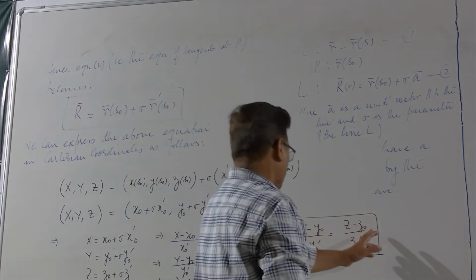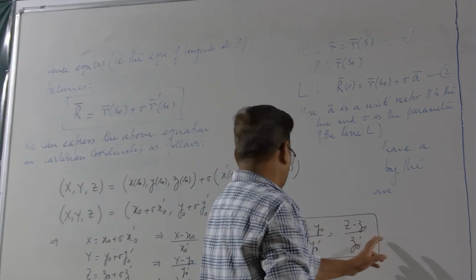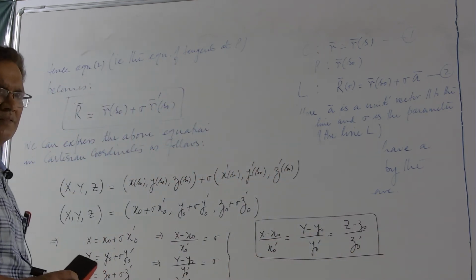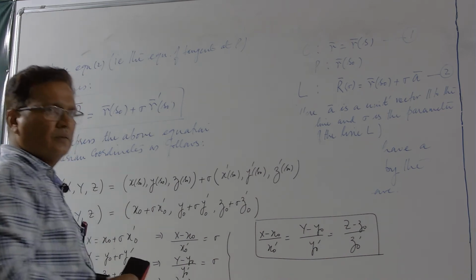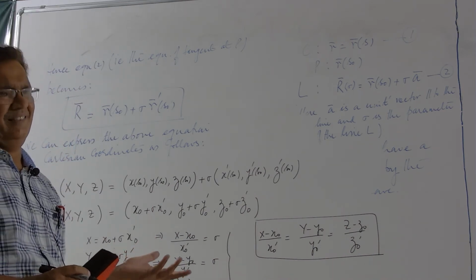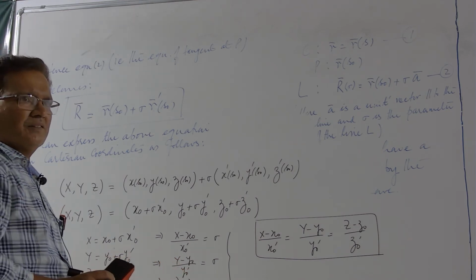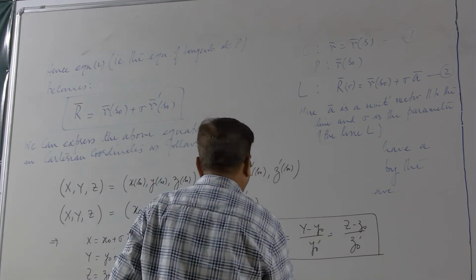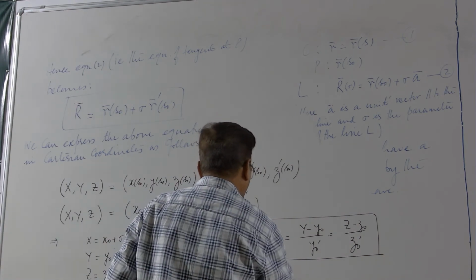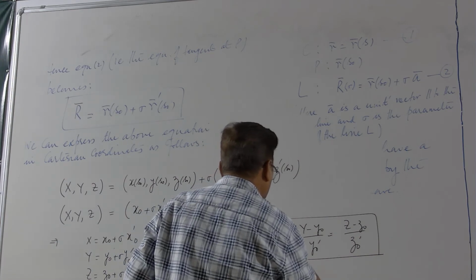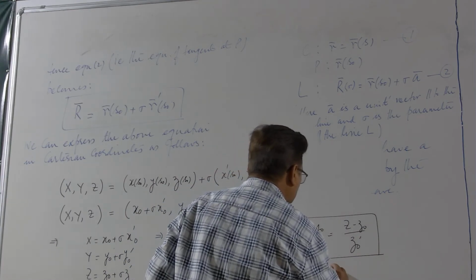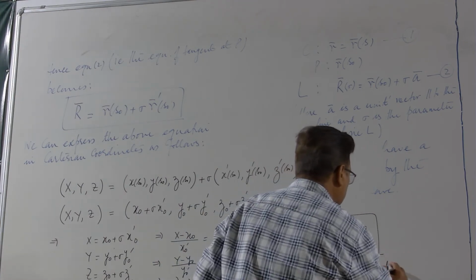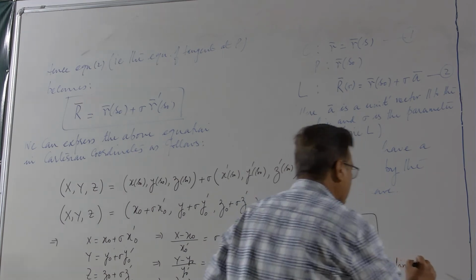If the right side is the distance between the two, then they will be the direction cosines. This is the equation of a line. So, this is the equation of the tangent line in Cartesian form.